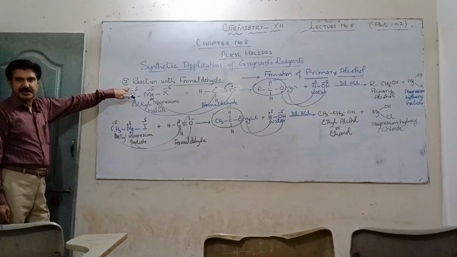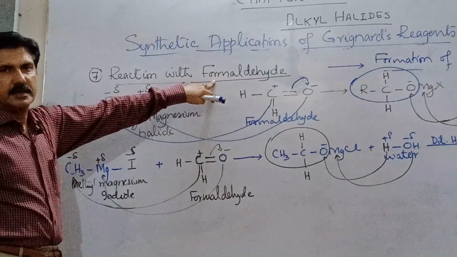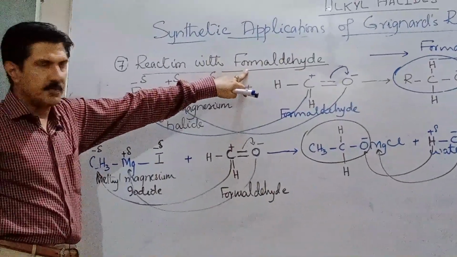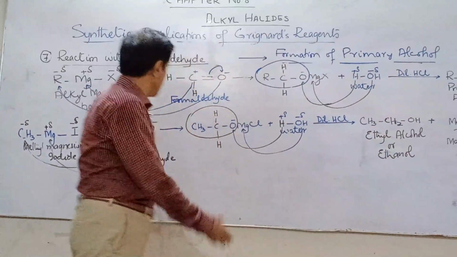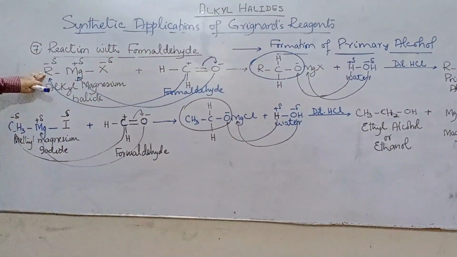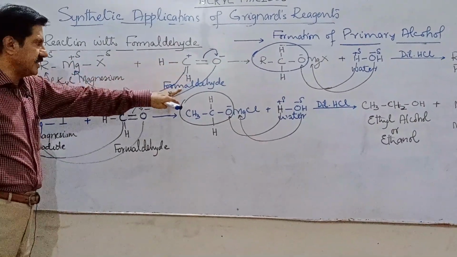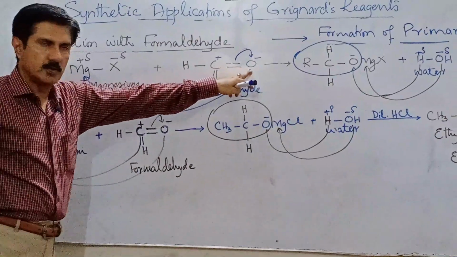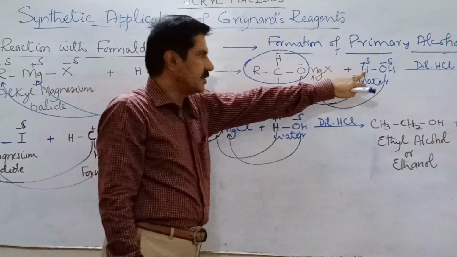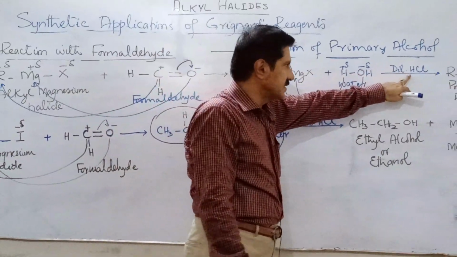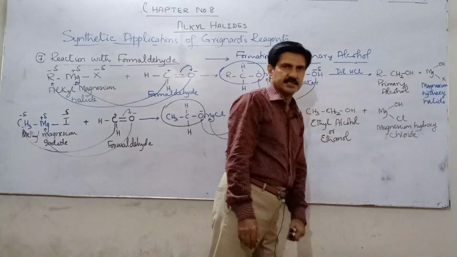Coming to the next reaction, reaction number 7, which is with formaldehyde. When Grignard's reagent is reacted with formaldehyde, the product obtained will be a primary alcohol. Now this is the general representation of the reaction: RMgX, alkyl magnesium halide, plus this is the formaldehyde, CH2 double bond O, this is formaldehyde. An intermediate product will be obtained, which will be then reacted with water. In the presence of dilute HCl, we will have a primary alcohol along with magnesium hydroxy halide.